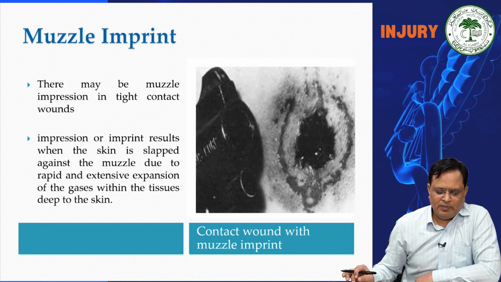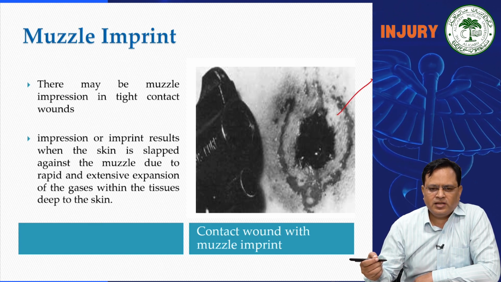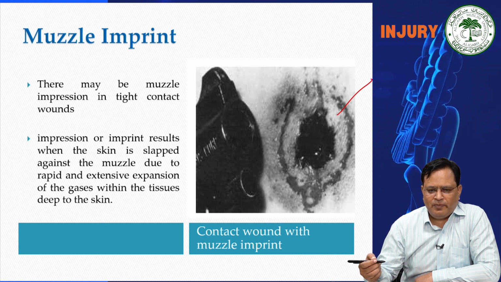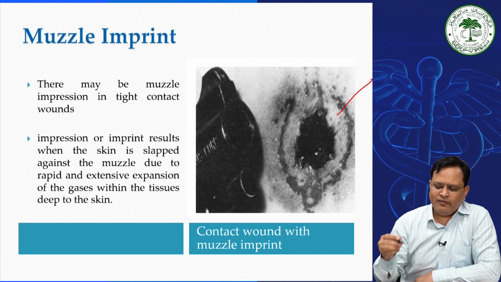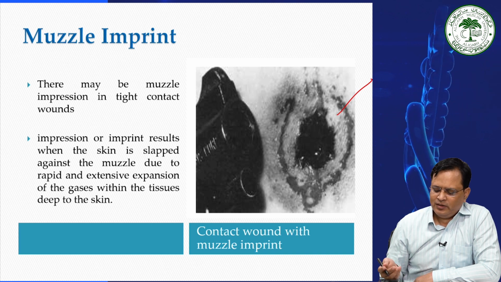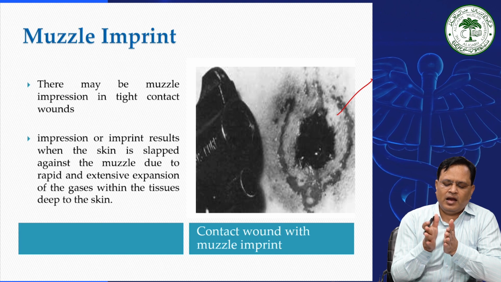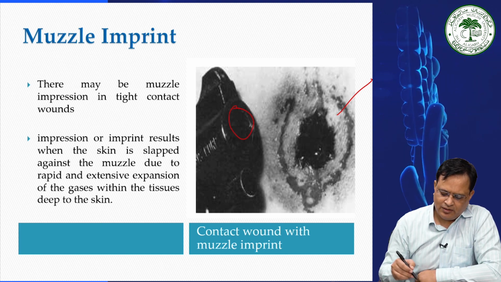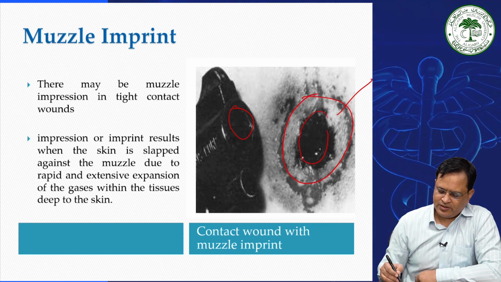Muzzle imprint. There may be a muzzle impression on a tight contact wound. We have seen it here. The impression or imprint results when the skin is slapped against the muzzle due to rapid, extensive expansion of the gases within the tissues. Again, we have formation of a dome, and from there the skin is pushed to the muzzle, and that pushing can lead to a muzzle impression. Here it is the muzzle, then the wound, then the muzzle impression.